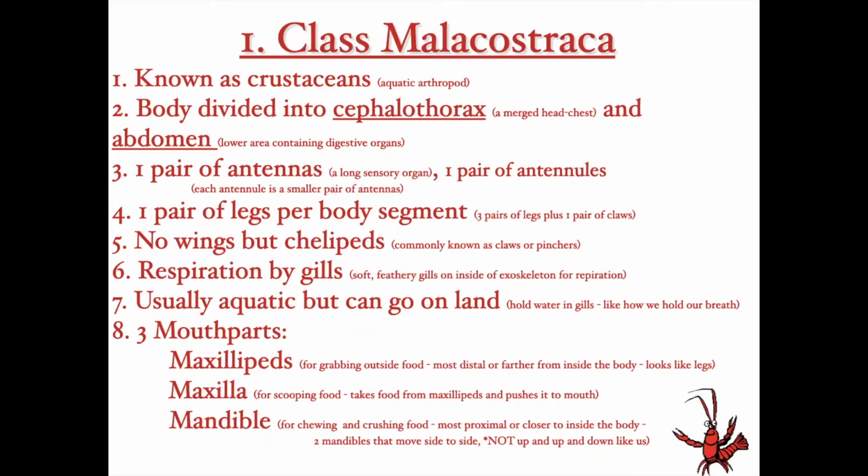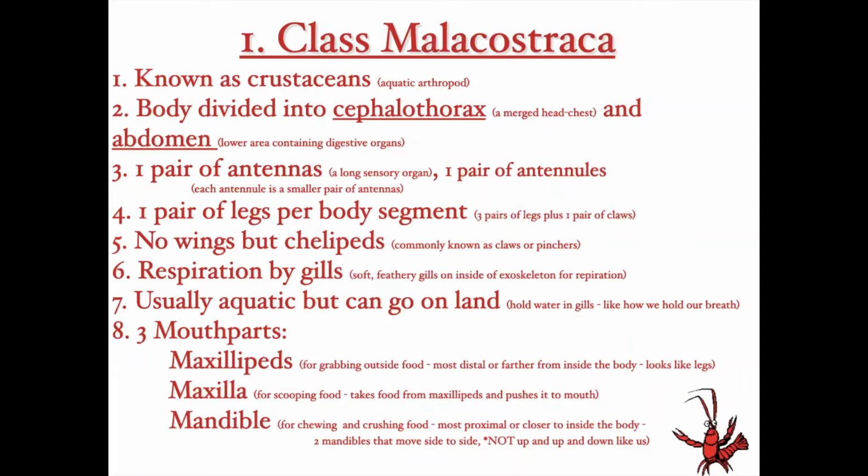So water will be brought into the arthropod and passed over the gills for respiration. Now, we did say that these crustaceans can go on land. They're going to hold the water in their gills, very similar to how we hold our breath. And then when we dissect the crayfish, we're actually going to take a look at 3 mouth parts. We're going to look at the maxilliped, the maxilla, and the mandible.